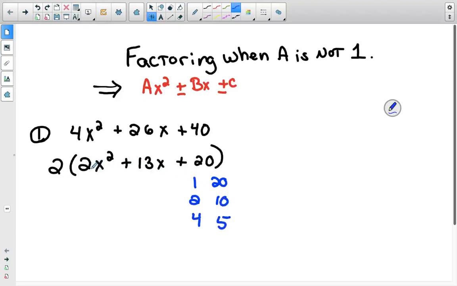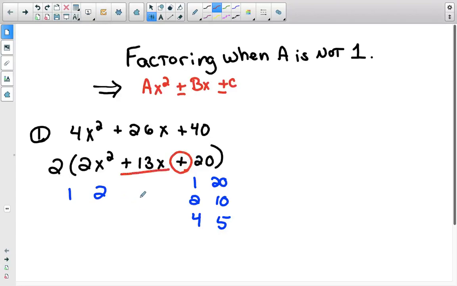But since a is not 1, I have to list the factors of a as well, which would be 1 and 2. Now here's where it gets a little bit trickier than yesterday, not quite as simple. I need to take one of the factors of a, multiply it by one of the factors of c. Then I have to multiply their partners together. When I get the two products, I'm going to add. Why am I adding? Because c is positive. And I have to add to get positive 13.